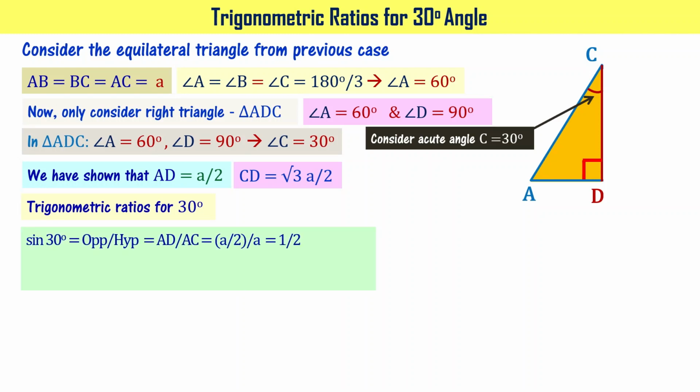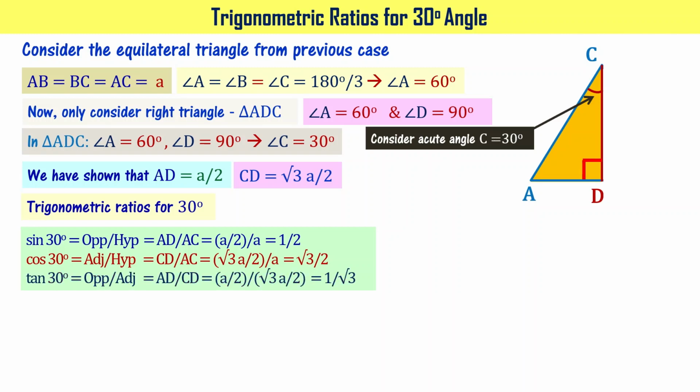Sin 30 is going to be opposite side by hypotenuse, that is equal to AD by AC, right? That is a by 2 divided by a, that is equal to half. Cos 30 is going to be CD by AC, that is equal to root 3 by 2. Tan 30 equal to AD by CD, that is equal to 1 by root 3. Please take a note of that.